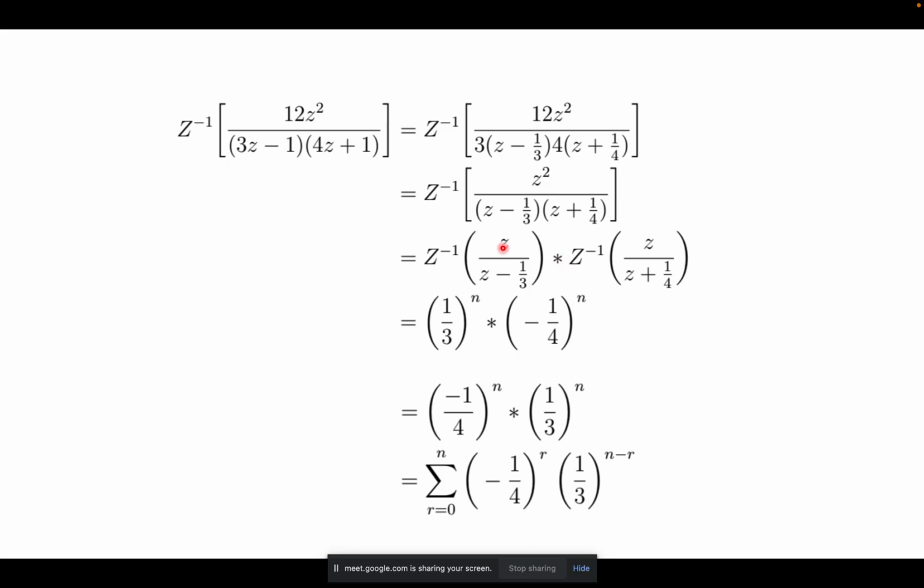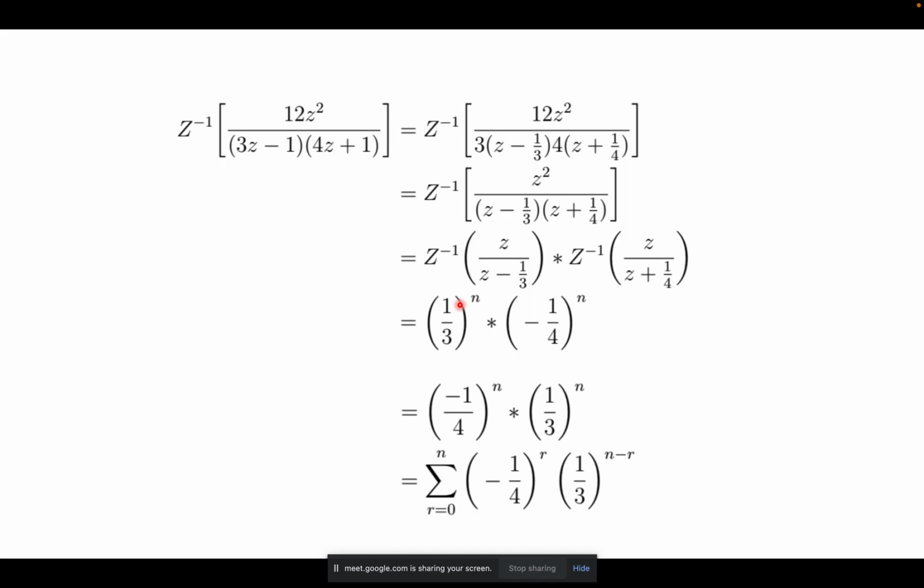You can write it as a convolution of the inverse z transform of z upon z minus 1 by 3, and the inverse z transform of z upon z plus 1 by 4. So if I take the inverse z transform of this function, I will get the sequence (1/3)^n. Similarly, if I take the inverse z transform of z upon z plus 1 by 4, I will get (-1/4)^n, right? So now the only thing remaining is to calculate the convolution of the two sequences.